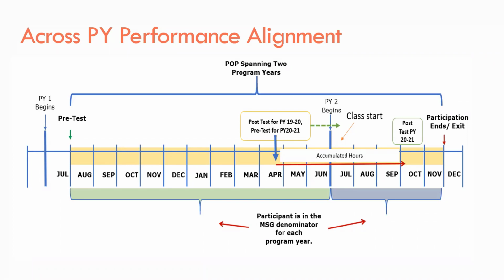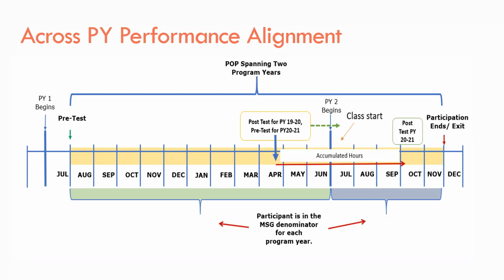Because what we typically see in the data is that there's a lot of over-testing. So I want to make sure everybody understands how this works from a performance perspective. So that post-test that this individual took in April, let's just assume that they made a gain in at least one content area on that post-test.